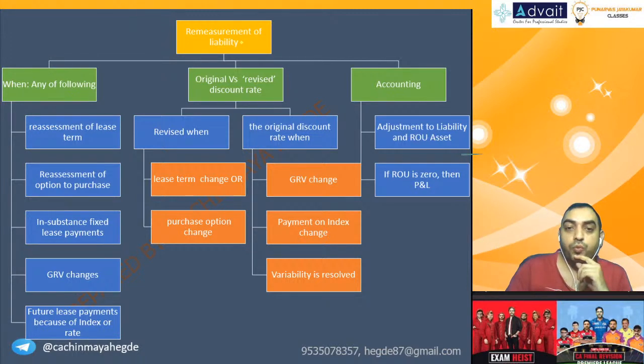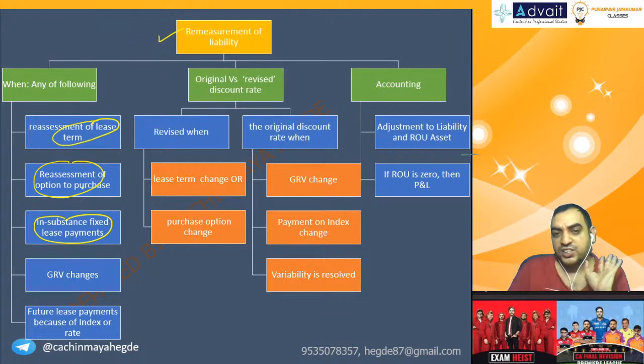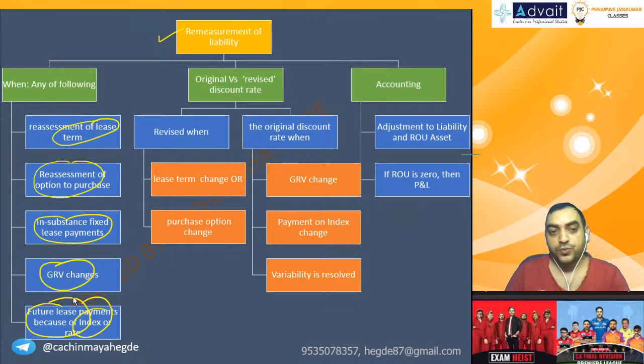Now, remeasurement takes place when the lease term is reassessed. Earlier you thought you would purchase in this example, now you think you will not purchase. Reassessment of lease term, reassessment of the option to purchase. Earlier you thought you would not purchase, now you think you will. In substance, fixed lease payments change, the residual value guarantee changes, estimates are changing, or future lease payments change because an index is changing. For these reasons, it is called remeasurement.